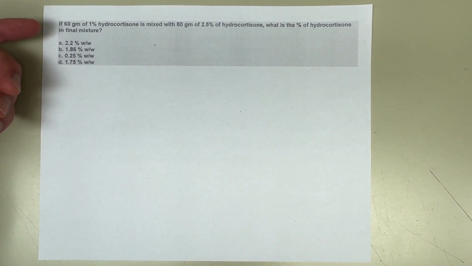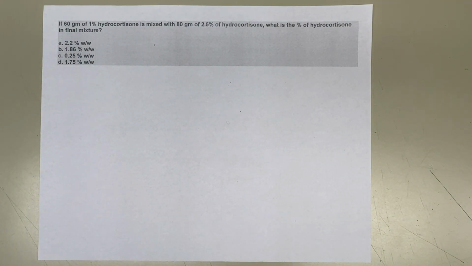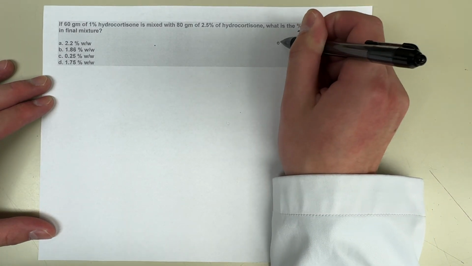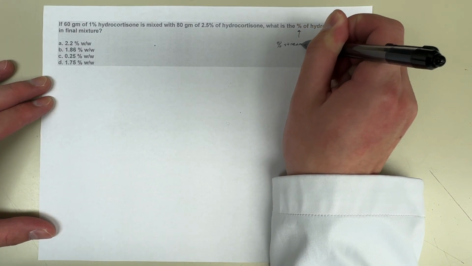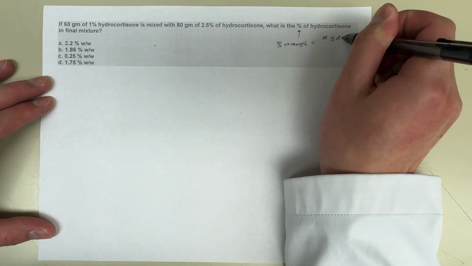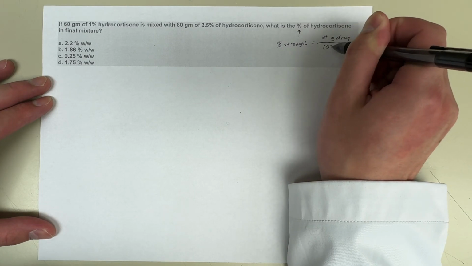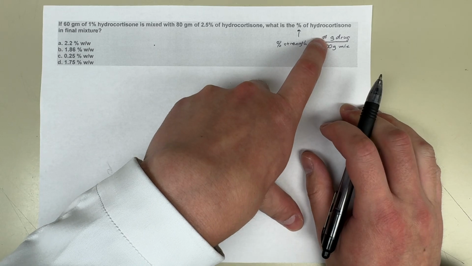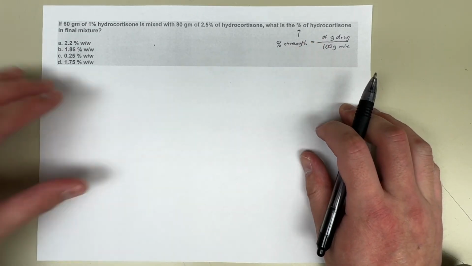If 60 grams of 1% hydrocortisone is mixed with 80 grams of 2.5% hydrocortisone, what is the percent strength of hydrocortisone in the final mixture? Well, the first thing you have to know is what percent strength is. That equals the number of grams of drug over 100 grams of the mixture. And we want to find this number. That would be our answer.